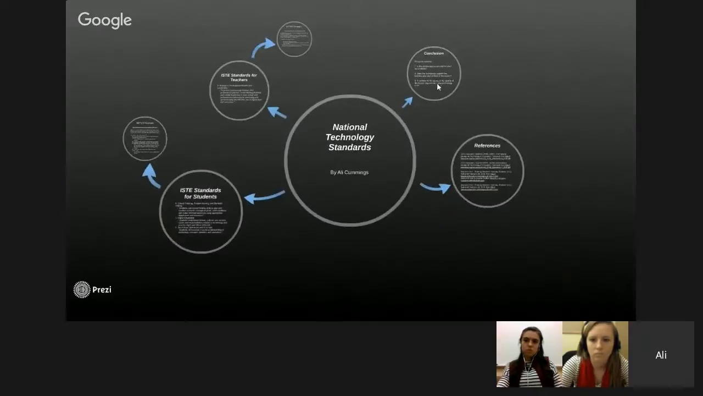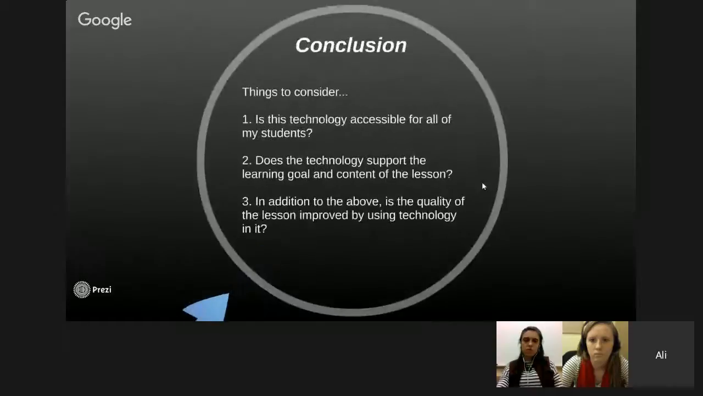And then just in conclusion, here are things to consider when incorporating technology and considering the technology standards. Is the technology accessible for all of the students, both intellectually and physically? Like, can they use the technology? Is it helpful to them? Can it be altered to fit different students' needs? Does the technology support the learning goal and content of the lesson?